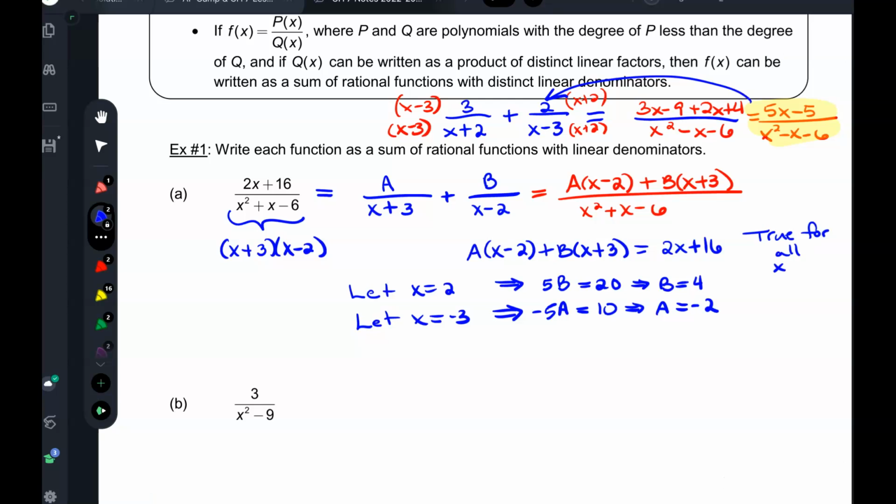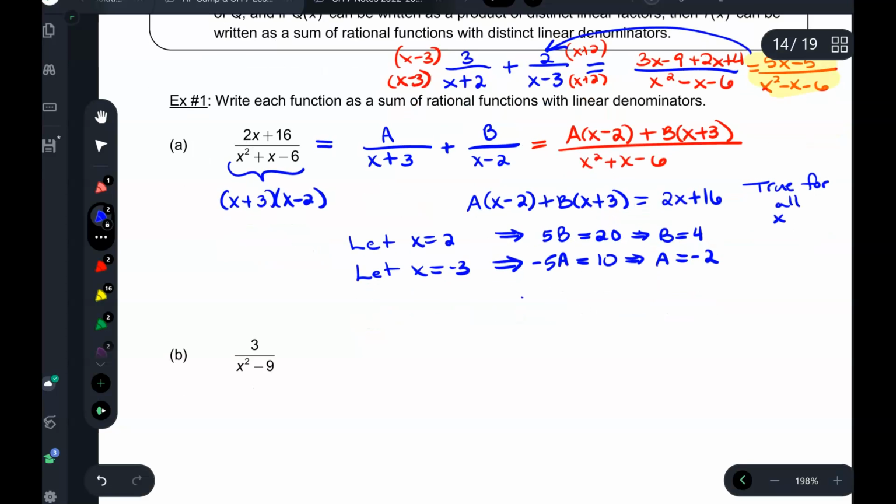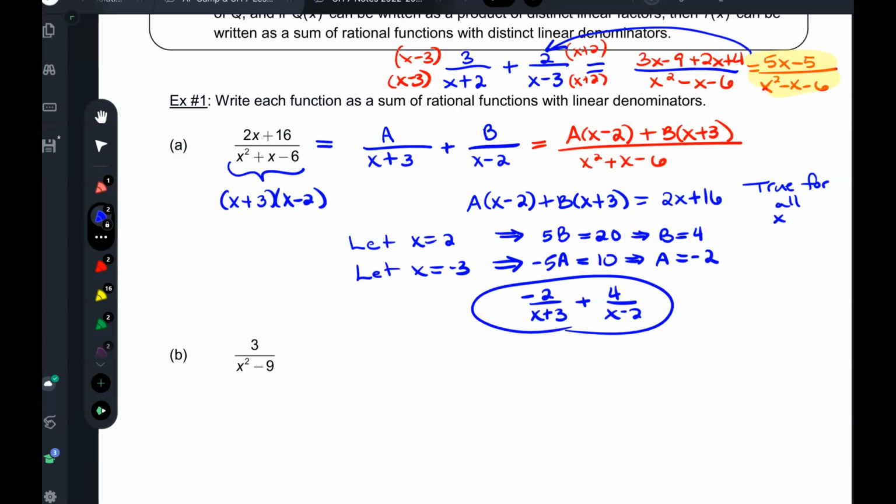So it's going to be -2 over x plus 3 plus 4 over x minus 2. That's a lot of writing. We're not always going to, you'll see. Not too bad. So now, the whole point to this is we're leading to integrating, so we can integrate this easily.